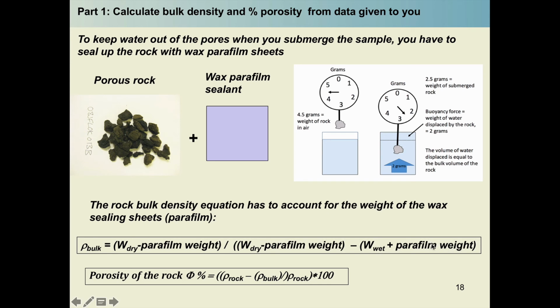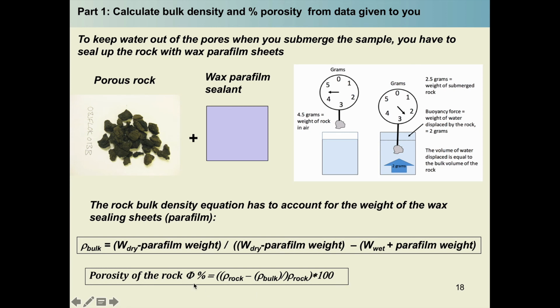because you remember the forces are acting in an opposite manner when you're submerging your rock because of the buoyancy force. So this is the equation you're going to use in your homework to calculate bulk density from the Archimedes weight data you're given, the dry rock weight, and then the weight of the rock measured as it's submerged in water. When you have these parameters, the porosity of the rock is really easy to calculate.